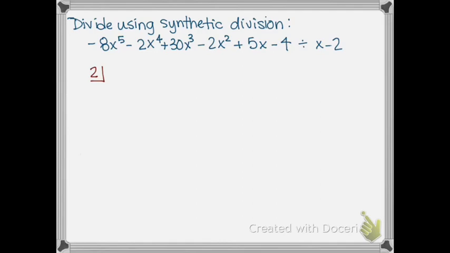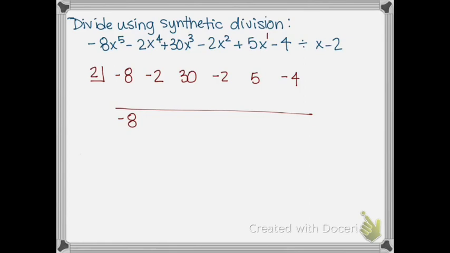Let's write our coefficients down. I don't think we're missing any powers of x. 5, 4, 3, 2, 1. Yeah, we're not missing any powers of x. If we were, we would put a 0, just like we put a 0 when we were doing our long division, if we were missing a power of x. So before you start, just double check to make sure your signs are all correct. And let's commence. Bringing the -8 straight down.